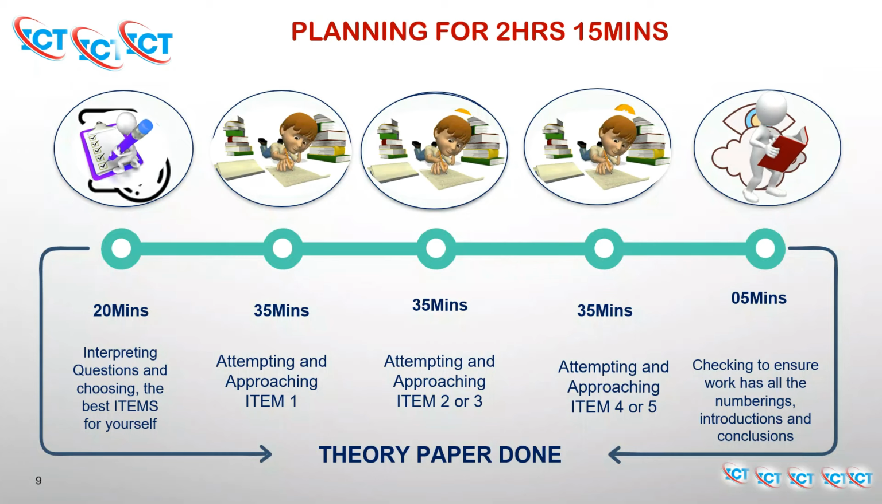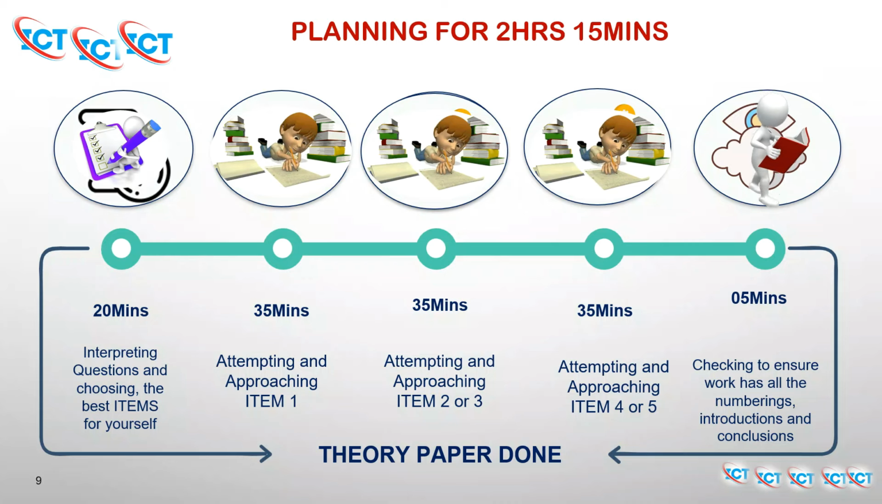So let's now look at planning. If you are going to attempt paper 1 scenario questions as a learner, this is how you should plan for your 2 hours and 15 minutes. Take the first 20 minutes interpreting those scenario questions and choosing the best items for yourself. Because you must be a critical thinker, take those 20 minutes interpreting and choosing the best questions for yourself.